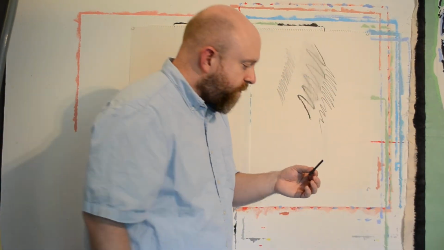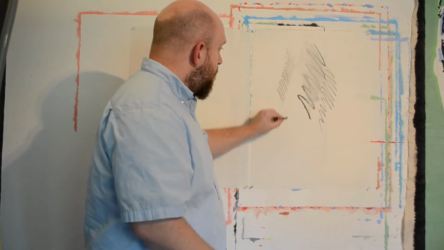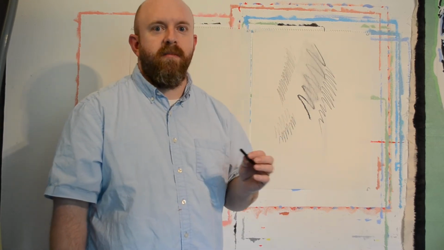Next I have what's called a Conte crayon. Conte crayon is a very versatile material. You can produce a very light line, also a very dark line, all with the same material.